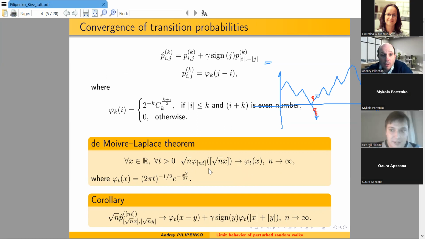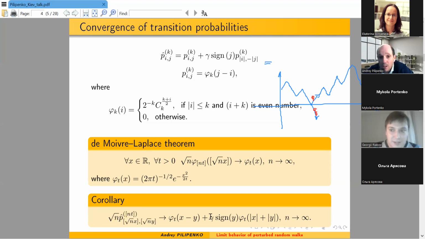It's well known that if you scale space and time properly, then these transition probabilities converge to the Gaussian density by the de Moivre-Laplace theorem. As a corollary, you see that properly scaled transition probabilities converge to the following function. Here phi is the Gaussian density with zero mean and variance t, and gamma is p minus q. It can be easily verified that this is a density of a probability distribution if gamma is less than or equal to one.